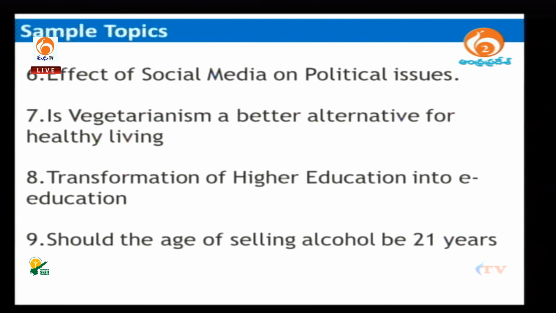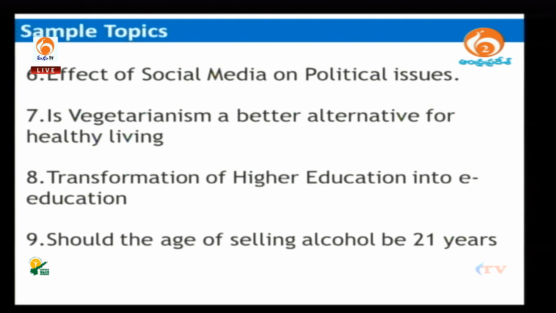Okay. So number 7 is vegetarianism, meaning people who follow vegetarian food. They are called vegans, V-E-G-A-N-S, vegans. I am a vegan basically means I don't eat non-vegetarian food. Is vegetarianism a better alternative for healthy living? You may disagree, but if you disagree, you have to be effective in how you put forward your points.